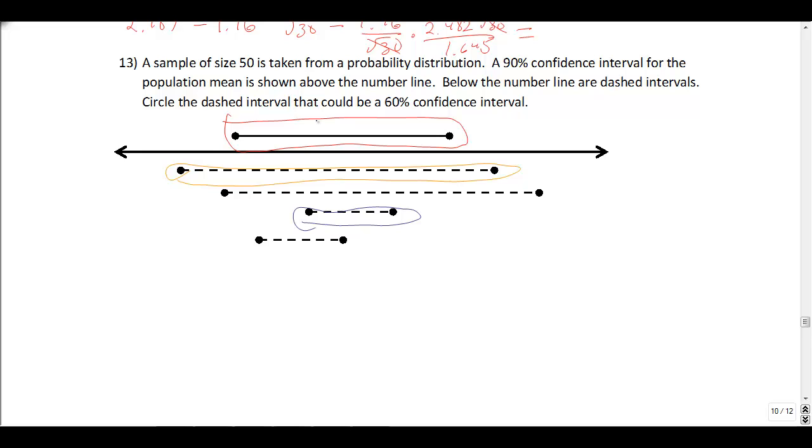So the question is, should my confidence interval get bigger or smaller when I go from 90% to 60%? I'm going to think about it like I'm shooting at a target. This one I'm hitting 90% of the time. If I only need to hit 60% of the time, I can actually have a smaller target. If I have a bigger target, I'll hit it a higher percentage of time. Smaller target, less percentage of time. So my answer here is this smaller dashed one, the third from the top, or second from the bottom.